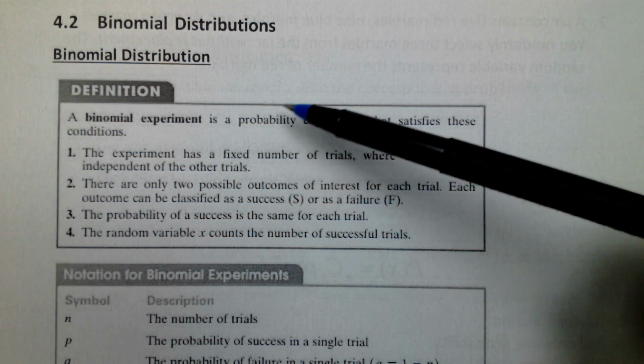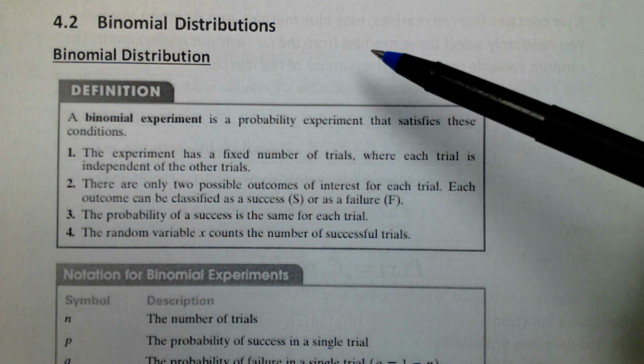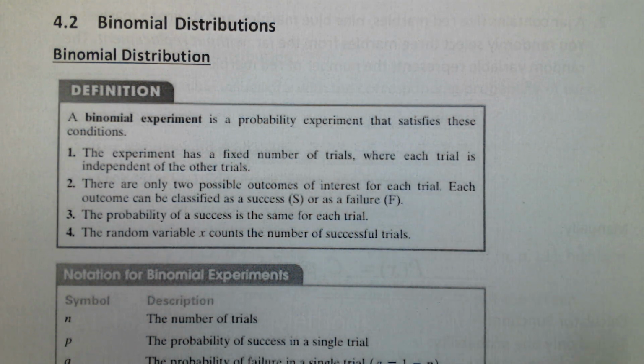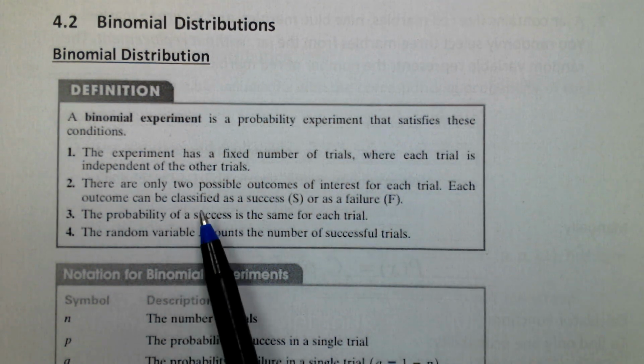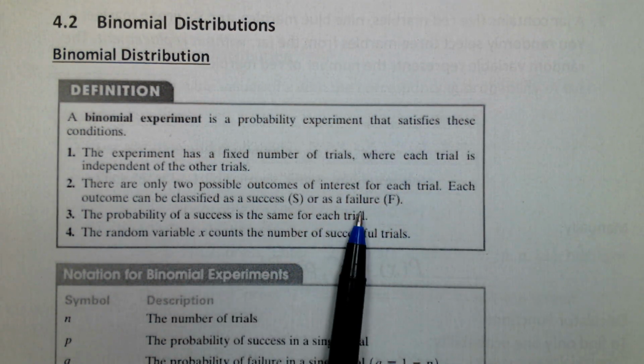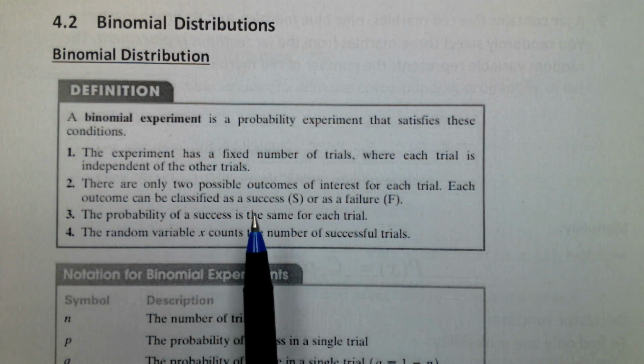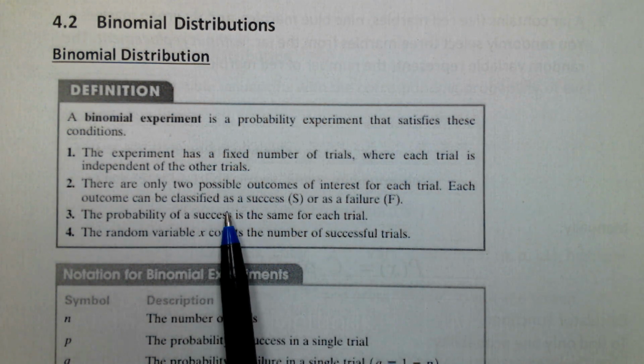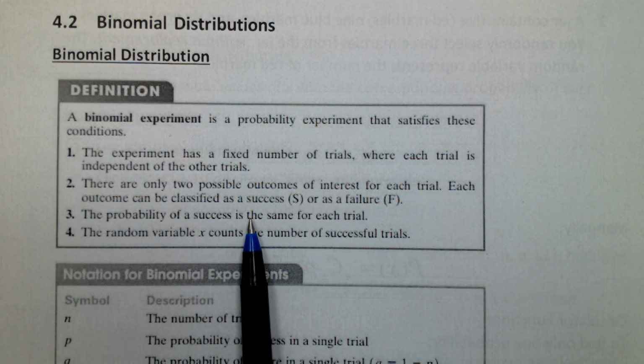A binomial experiment is a probability experiment that satisfies these conditions. The experiment has a fixed number of trials where each trial is independent of each of the other trials. There are only 2 possible outcomes of interest for each trial. Each trial outcome is classified as success or as failure.